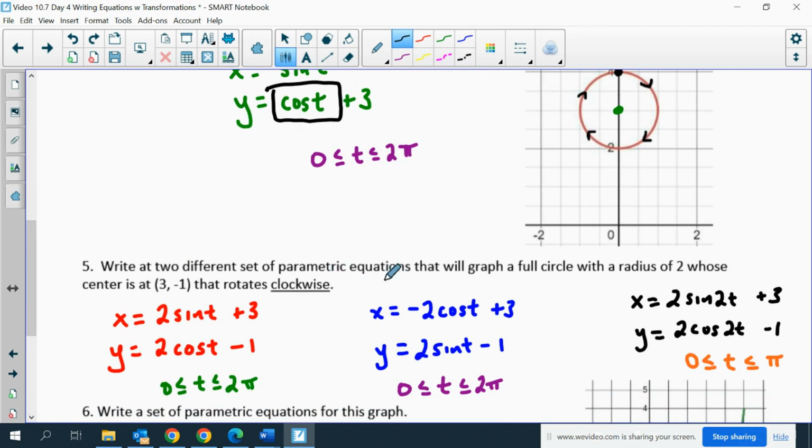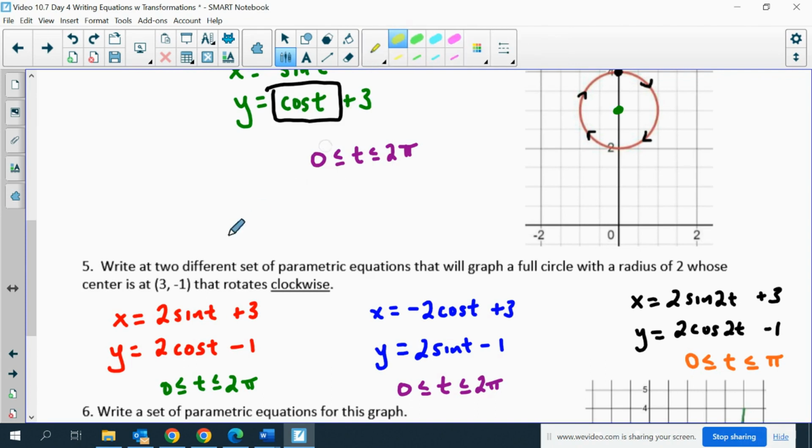Now I can write two different sets of parametric equations for clockwise, just like I talked about. I can either have a negative for either cosine or sine, or I can make them both positive, and then the sine is with the x and the cosine's with the y.